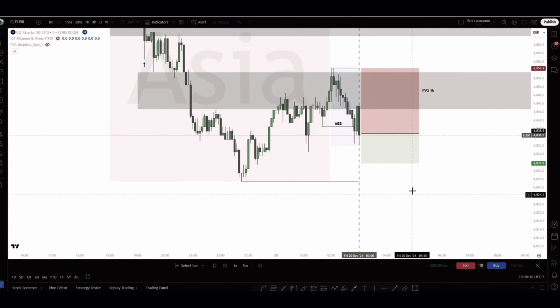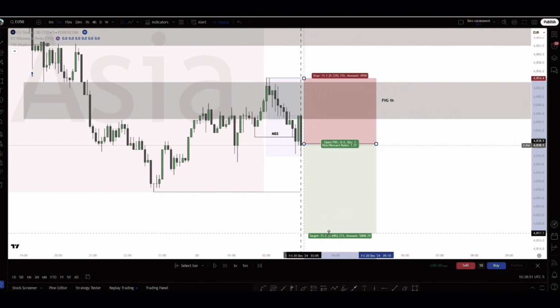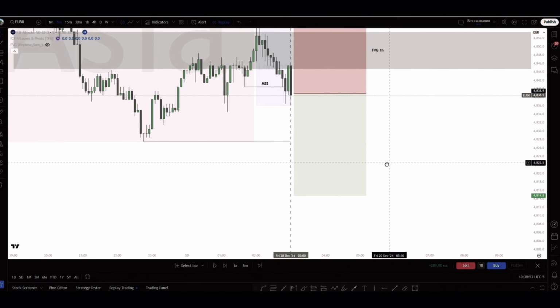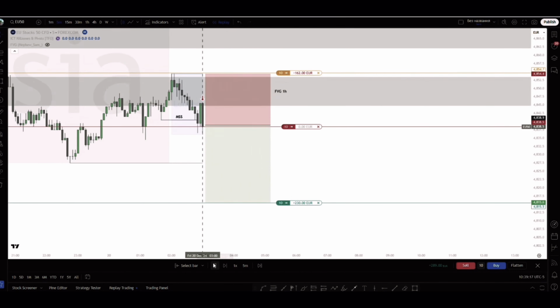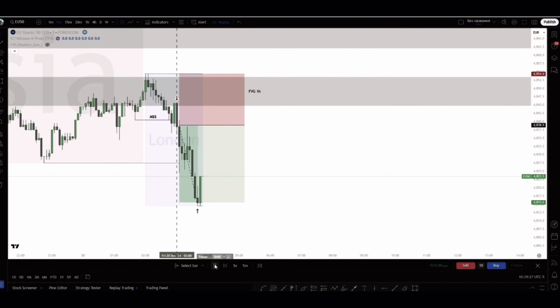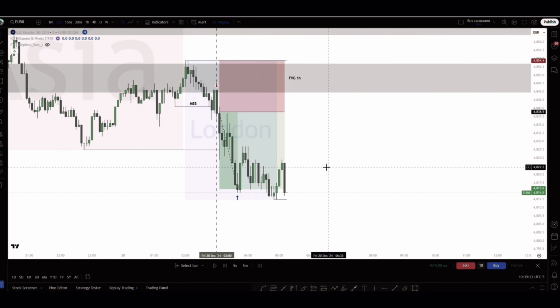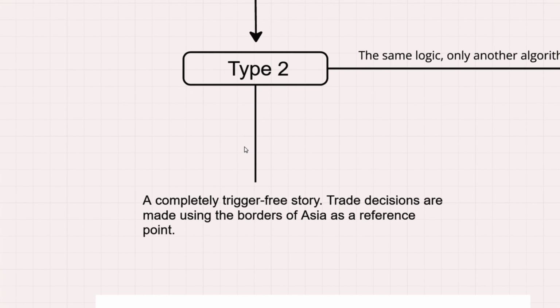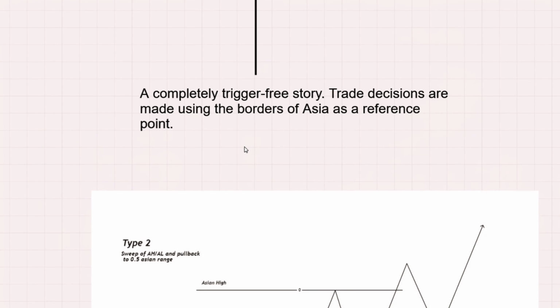Stop loss will be above the swing high, and I don't see clear triggers. It means that my risk reward will be 1.5. So, good trade, take profit was achieved. So okay, and now let's talk about the second type.